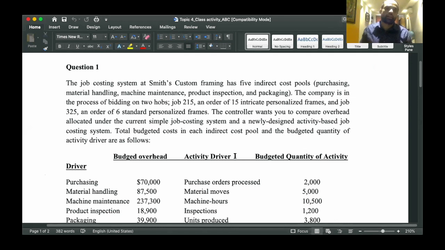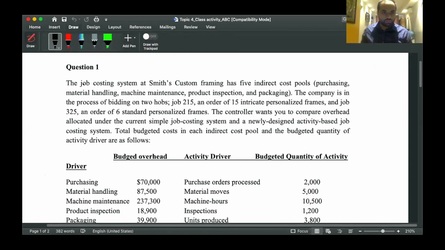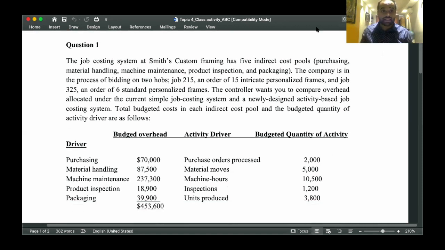So let's read question one. It says that the job costing system at Smith's Custom Framing has five indirect cost pools. A cost pool is part of the total overheads. Why do we have total overheads? Various reasons, such as material handling, machine maintenance, product inspection, or packaging. All these are factors that affect your total overheads. So the combination of all cost pools is the total overhead.